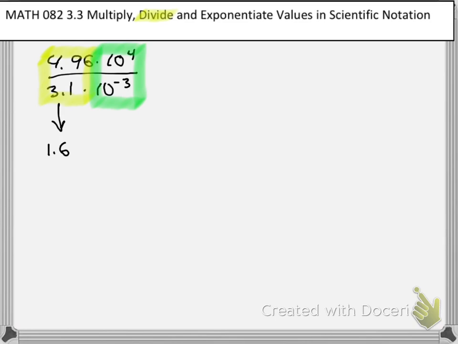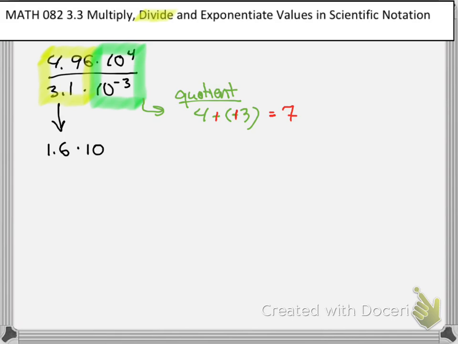Over here, remember we have to use the quotient rule. And if you need to review that, I made a video of it. So what we're going to be doing is we're subtracting our exponents. And again, it's always a good idea to write this out because as you can see, we have minus a negative, which becomes 4 plus 3, which is 7.